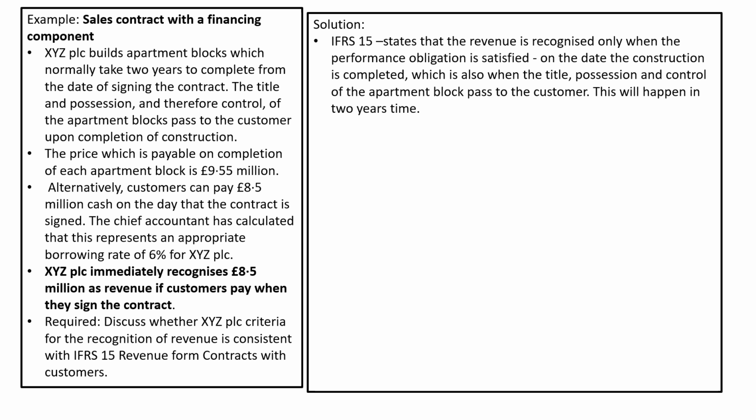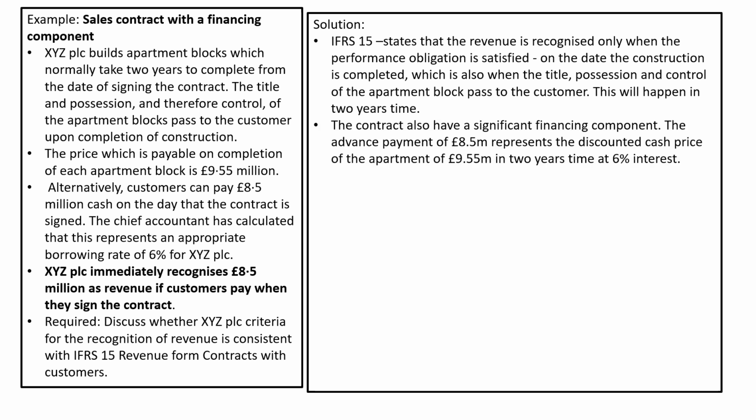First, IFRS 15 states that revenue is recognized only when the performance obligation is satisfied. And that happens on the date the construction is completed, which is also when the title, possession and control of the apartment block passes to the customer. And this will happen in 2 years' time.